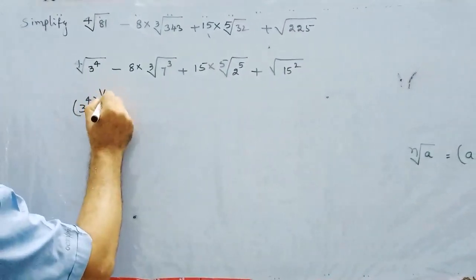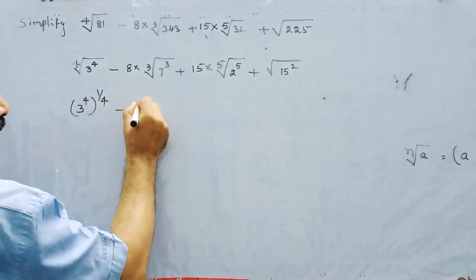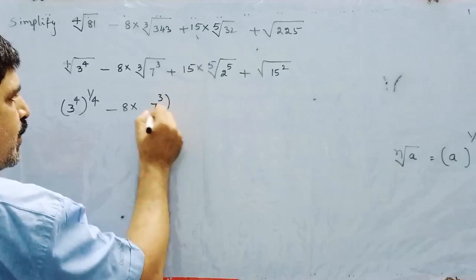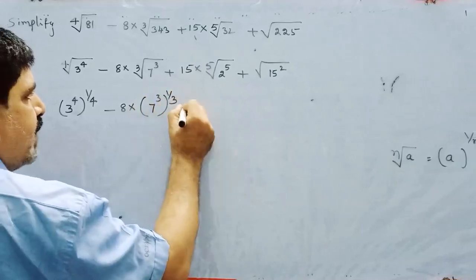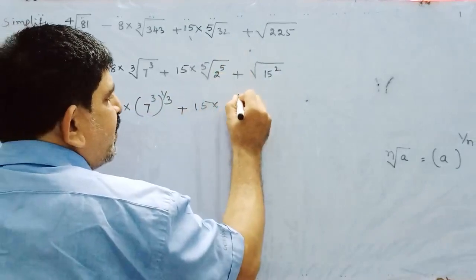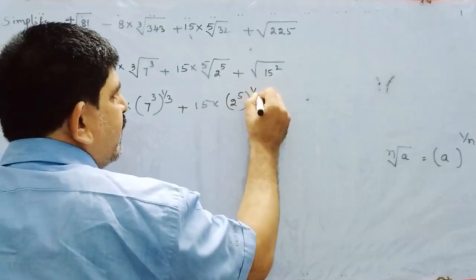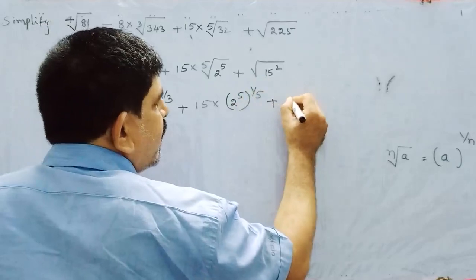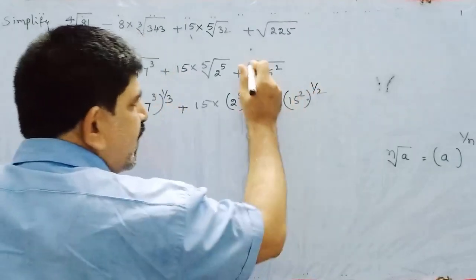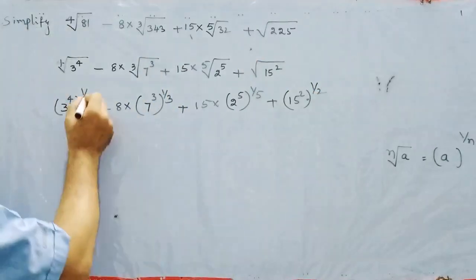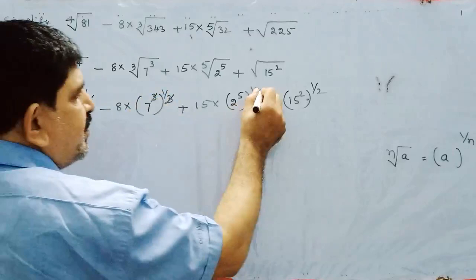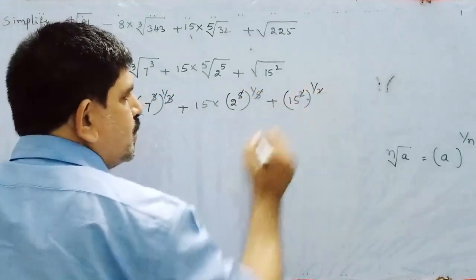1 by 4 minus 8 into cube root of 7 cube, which can be written as 7 cube whole to the power of 1 by 3, plus 15 into 2 to the power of 5 whole to the power of 1 by 5 plus 15 square whole to the power of 1 by 2. Square root means whole to the power of 1 by 2. Now you cancel 4, 4, 3, 3, 5, 5, 2, 2.